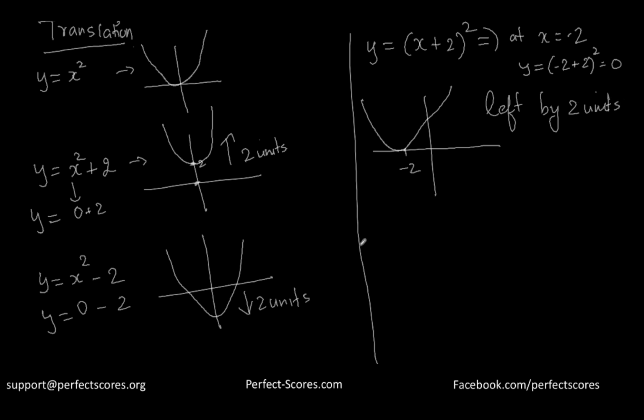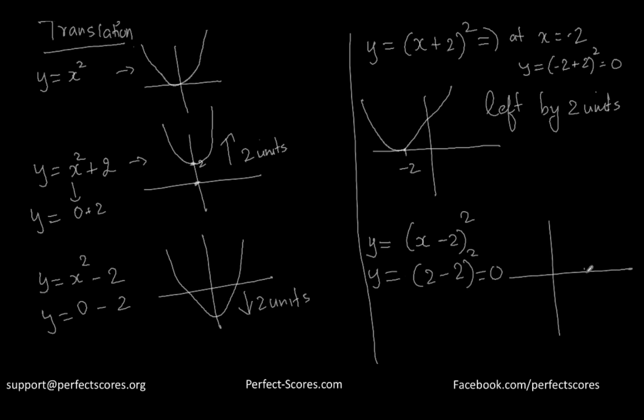Fine. And let's suppose I say y is equal to (x minus 2) whole squared. Then what is going to happen? If you substitute x as 2, y is going to be 0. So at x is equal to 2, y is going to be 0, which means the graph has shifted right by 2 units. So these are the 4 translations that I want to talk about right now. There are a couple more which I don't want to talk about right now. I'll talk about them later in future videos. But these are the 4 which are very important.